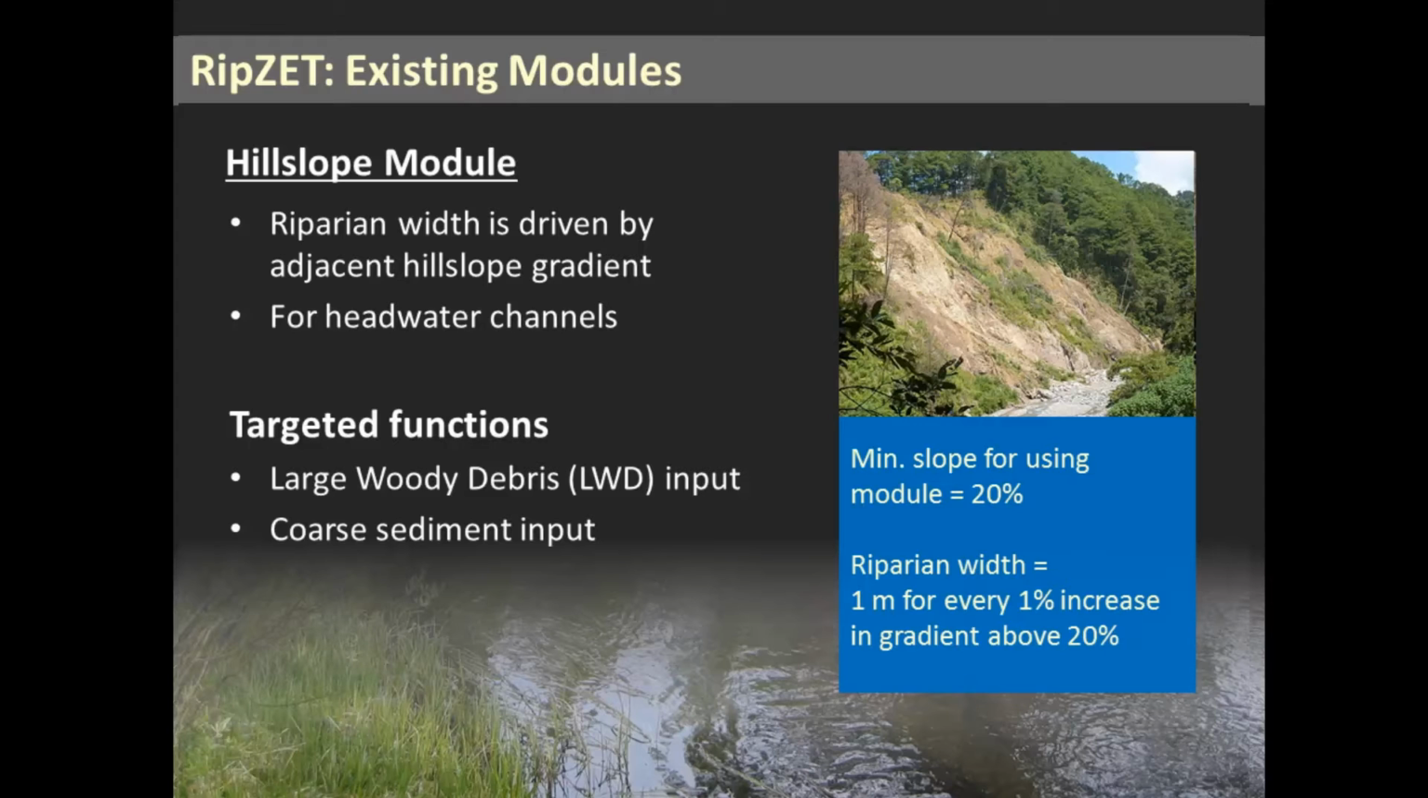So for instance, if the adjacent hill slope angle is 30 degrees, that's 10 degrees above 20, so 1 meter for every 1 degree over 20, that would be a 10 meter functional width.